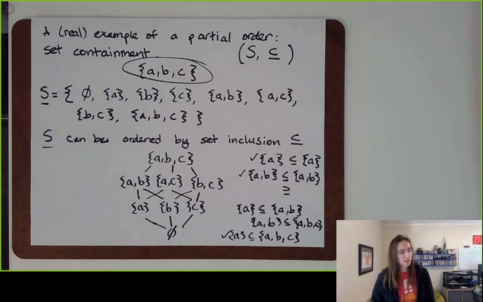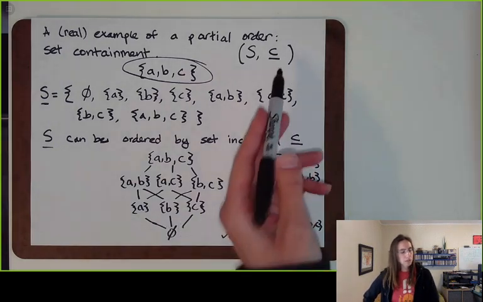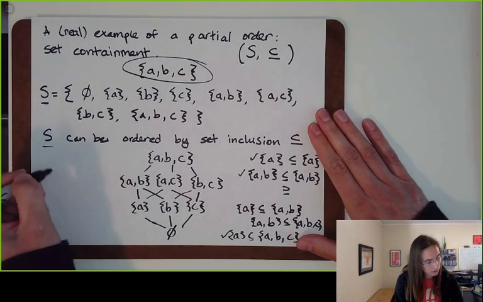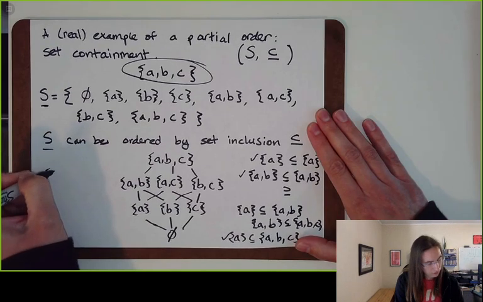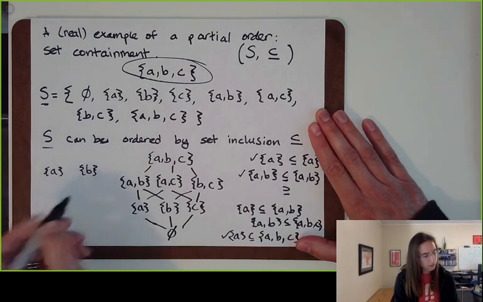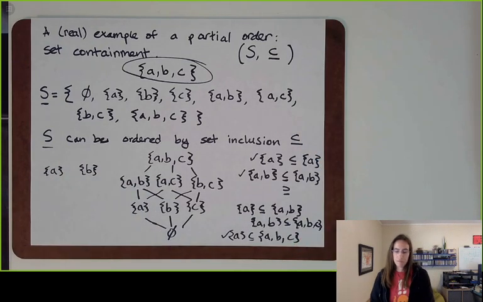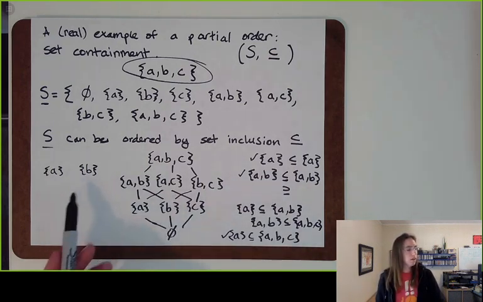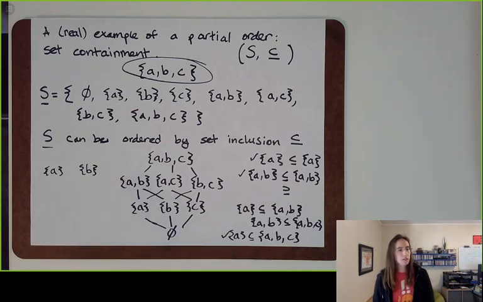Now notice that not everything here is comparable by the relation. In other words, if I were to just take the set containing A and the set containing B, neither of those is a subset of the other. So in general in a partial order, you may have elements that are not comparable like this.